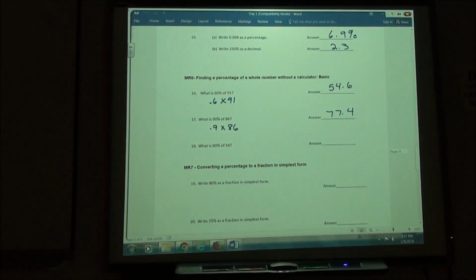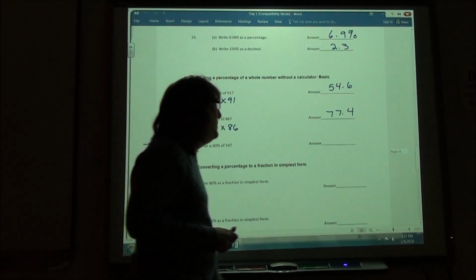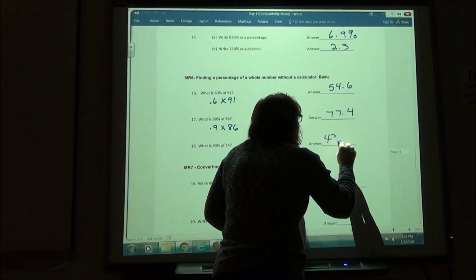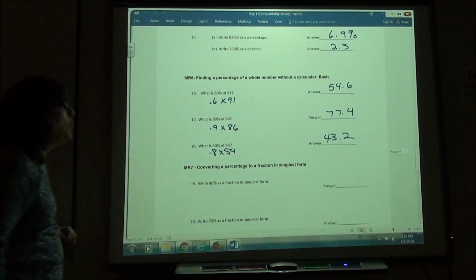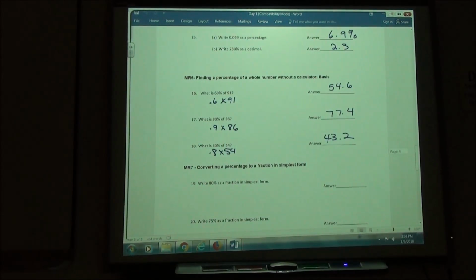All right, go ahead then and do 80% of 54. That's what I got. So when you did 80% of 54, you got 43.2. 80%, 0.8 times your 54. Like I said, if you want to use your calculator, you can use your calculator. Alex thinks that you don't need it.